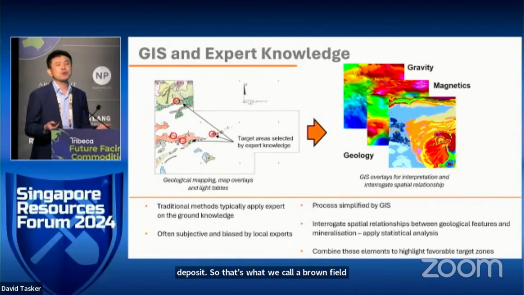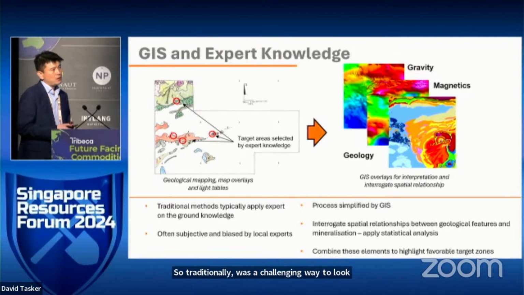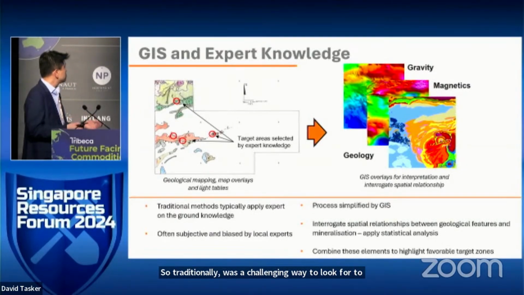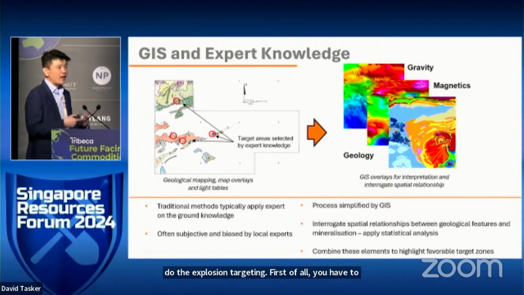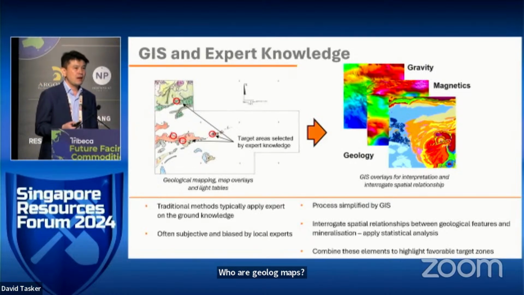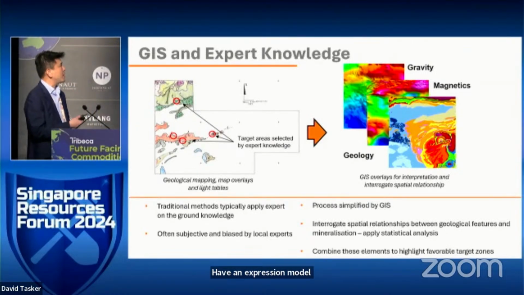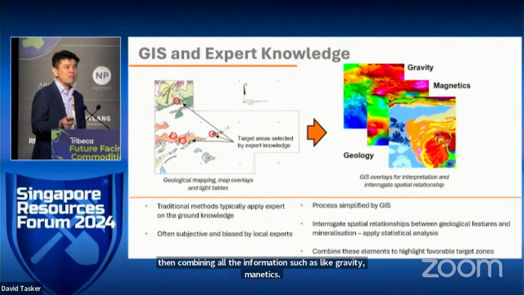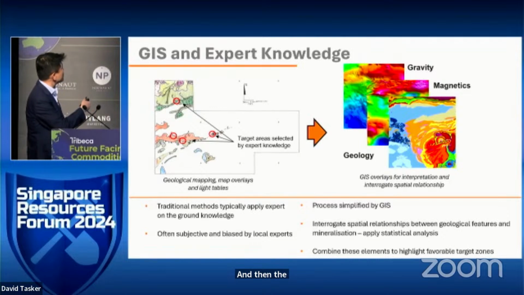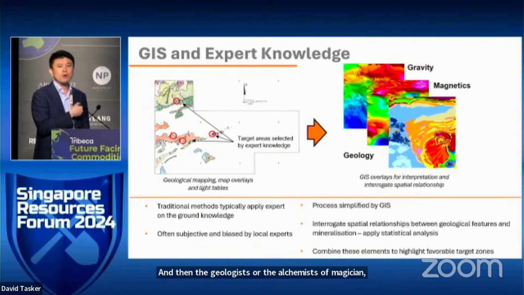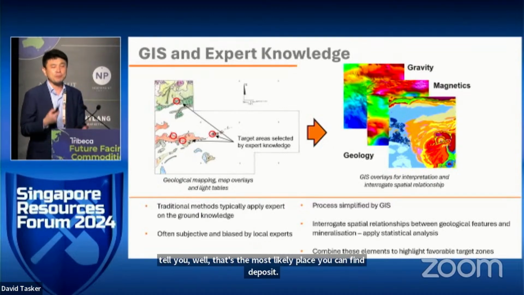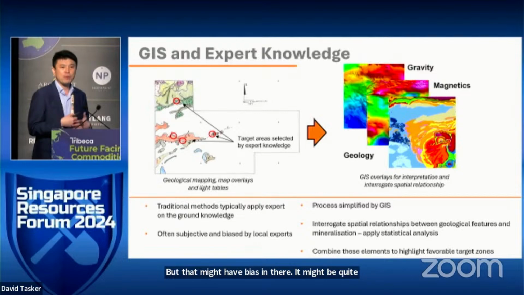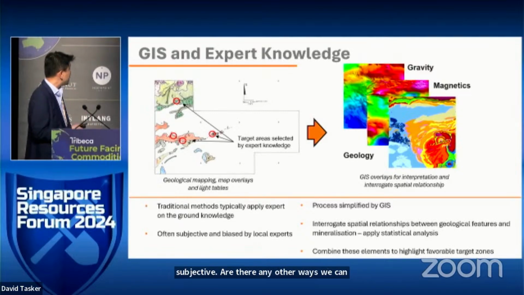So what's the traditional way to do exploration targeting? First of all, you have to pull out geological maps, have an exploration model with the controlling factors, and then combine other information such as gravity and magnetics. Then the geologist, or the alchemist or magician, will put a couple of holes or a couple of circles on the maps and tell you, well, that's the most likely place you can find a deposit. But that might have bias in there. It might be quite subjective. Are there any other ways we can do this? Can we do it better? Yes, there are.